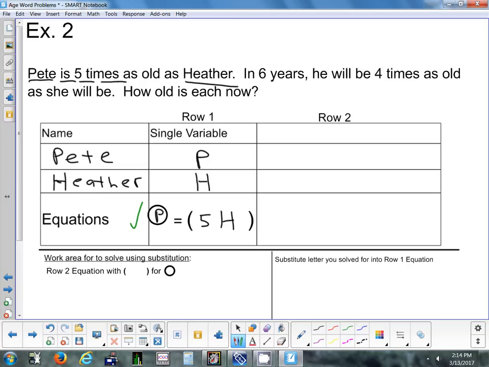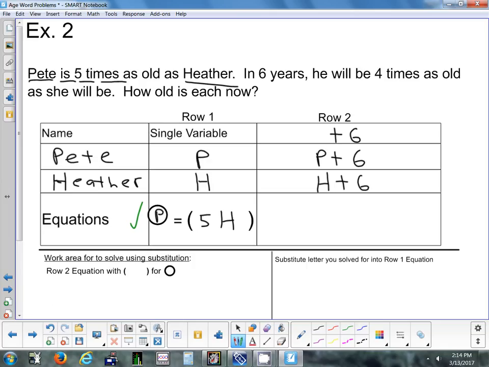So how much in the future? It's a +6. We're talking about in 6 years. Not 6 years ago. In 6 years. Right? So what do I do now? What do I write down? P +6, take the single variables, and H +6. The top one is Pete's age in 6 years. The bottom one is Heather's age in 6 years.